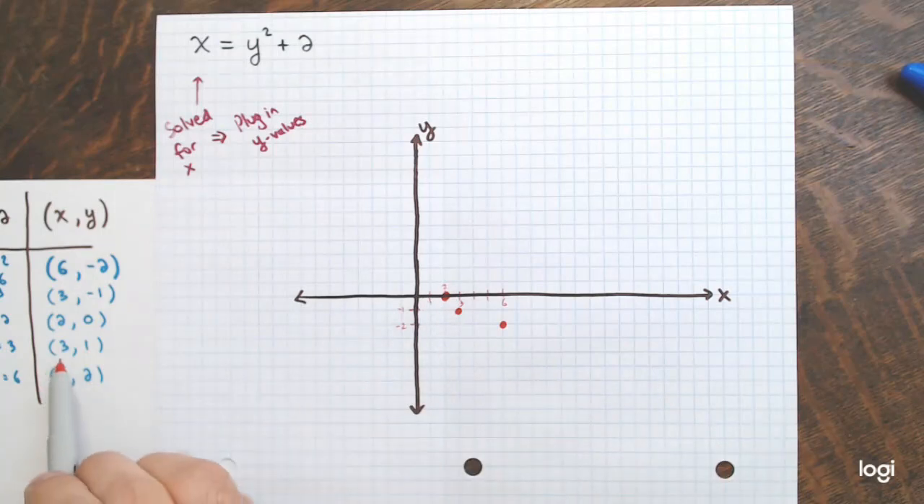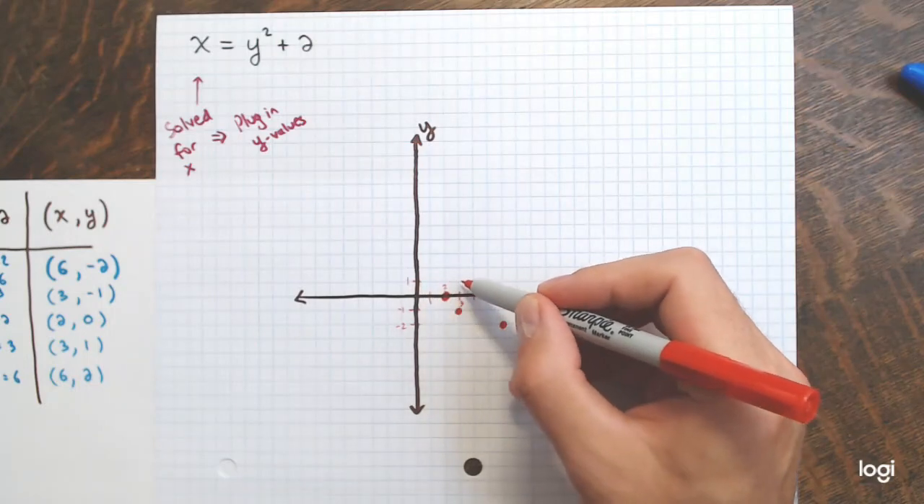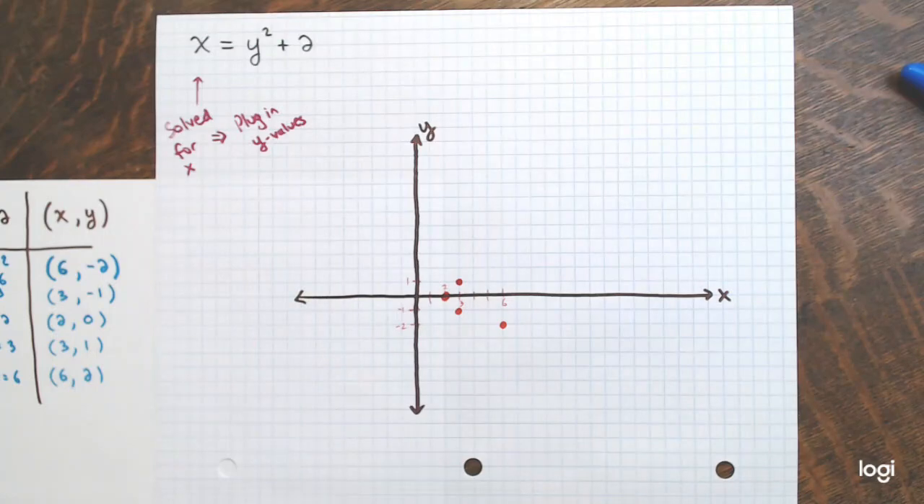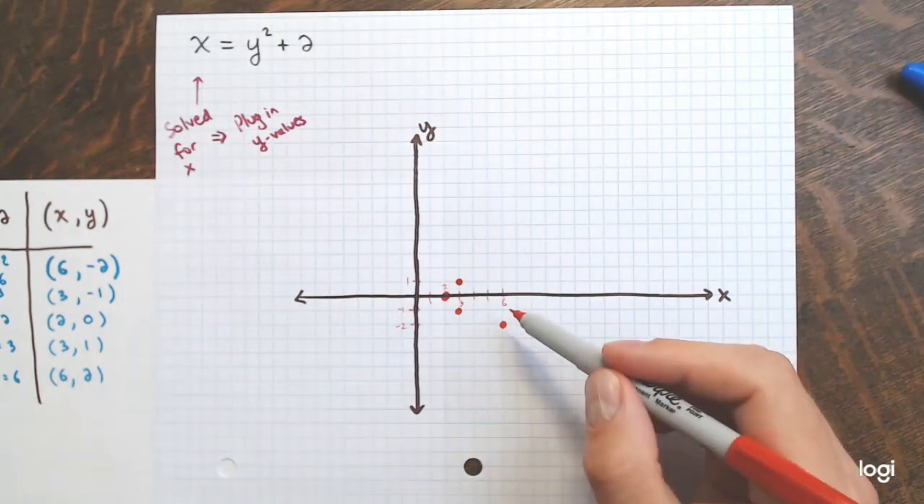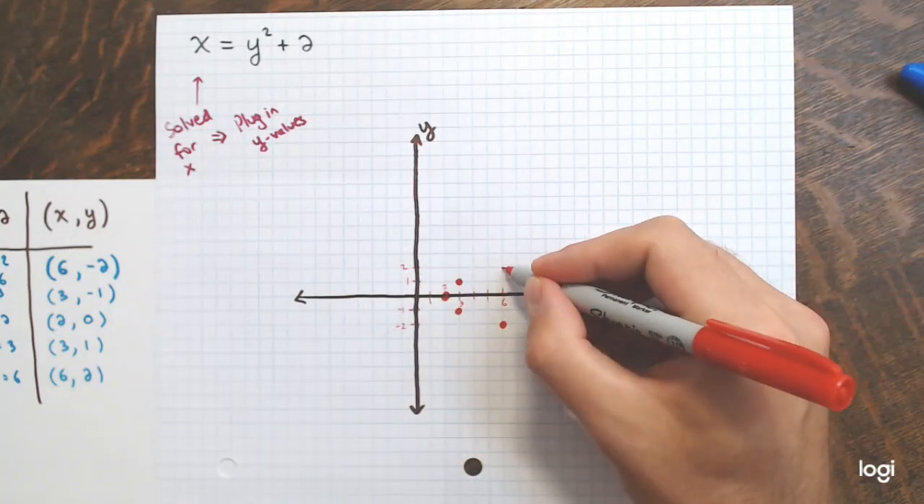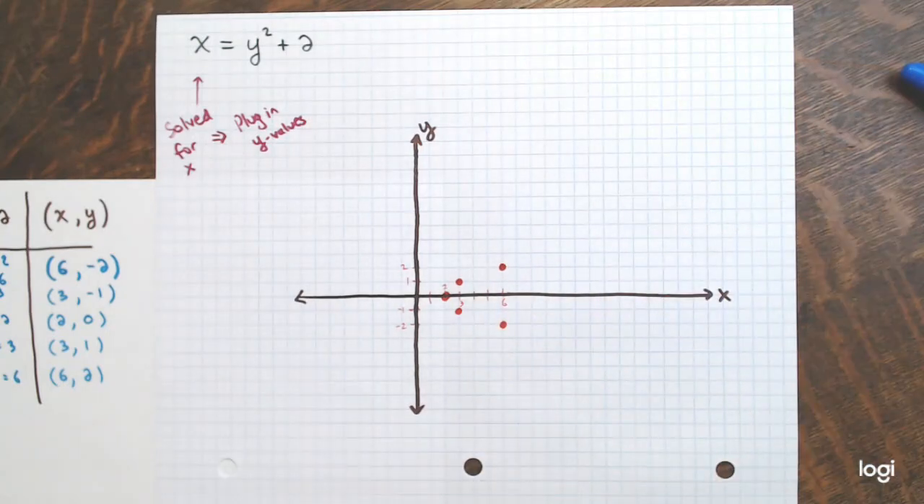This graph, 3, 1, 3 for x, +1 for y. There's that point. So definitely not a straight line now. All right, you can definitely see that now. 6 for x, 2 for y. All right, 6 on the x-axis, 2 on the y-axis. That's this point here. And can you see the parabola shape?